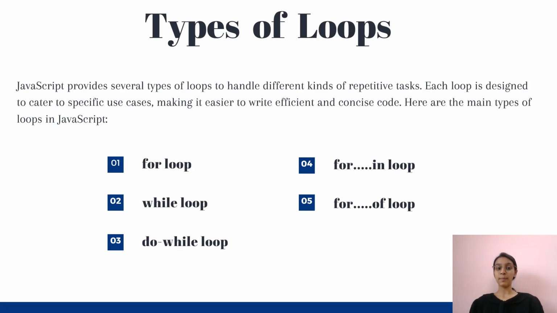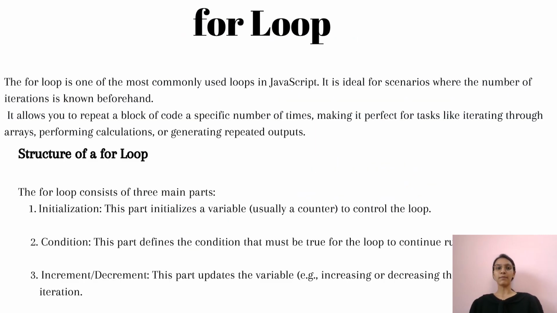Types of loops. Basically, there are 5 types of loops: for loop, while loop, do while loop, for in loop, and the last one is for of loop. Now we will see one by one what is for loop.